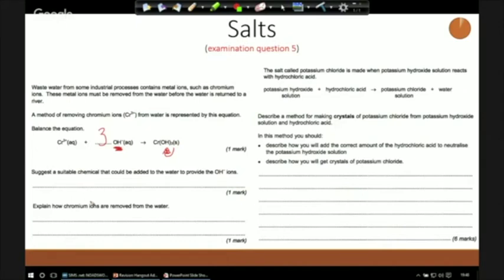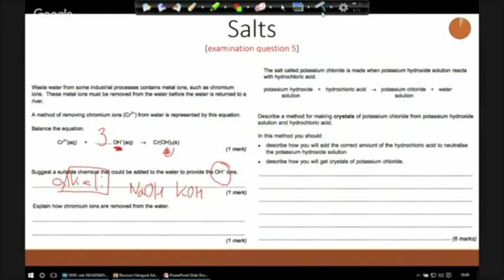For part 2, we need to suggest a suitable chemical that could be added to the water to provide these hydroxide ions. Well, lots of different answers here potentially. The important point is really, we're looking for an alkali. You could say sodium hydroxide, you could say potassium hydroxide, you could say lots of different hydroxides. Some kind of alkali, some kind of hydroxide gets you the mark.